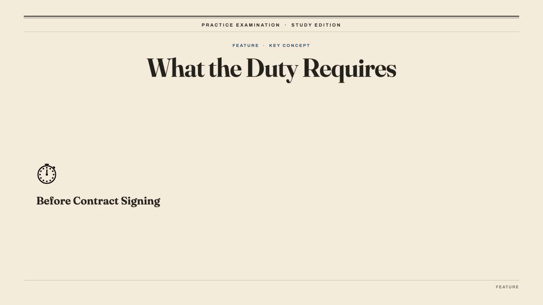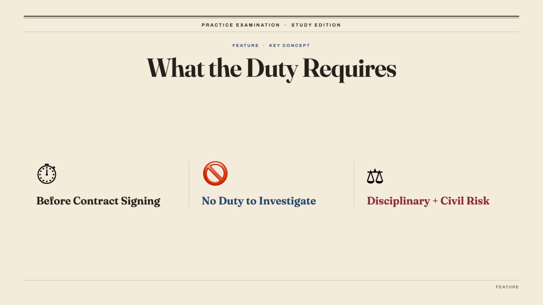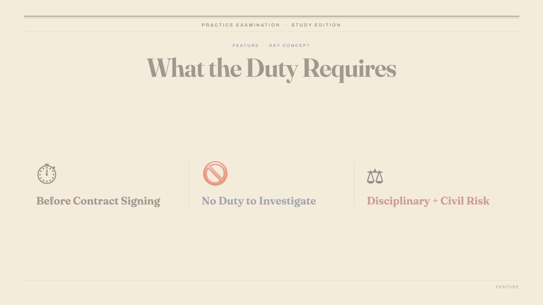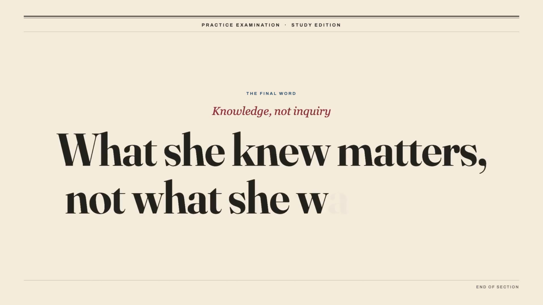Timing matters. Disclosure must come before the buyer commits, since revealing a defect after acceptance only forces a renegotiation, not an informed decision. The licensee owes no duty to investigate or inspect, only to disclose what she actually knew or should have known. Concealing a known fact exposes her to discipline before the commission and civil liability before a court. The signal is always the same: a licensee who knows, a buyer who never asked. Where there is knowledge and silence, the disclosure duty controls.